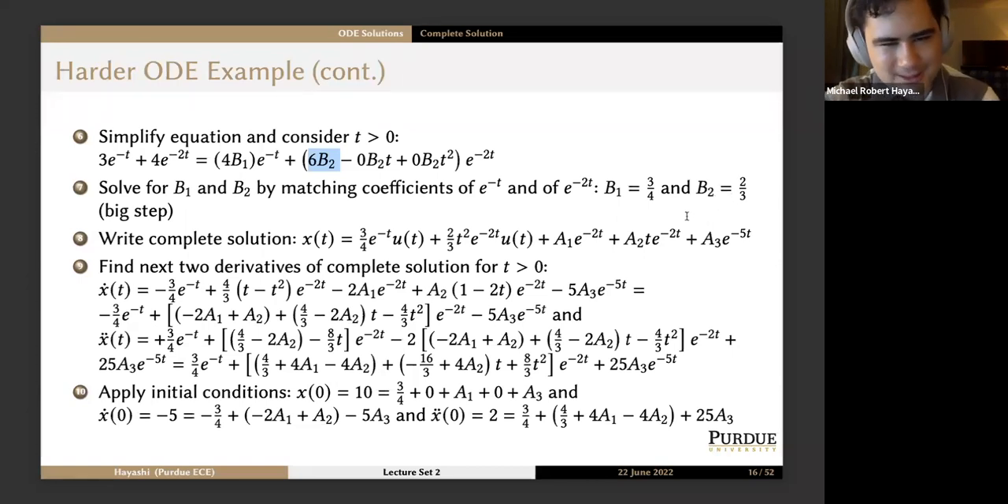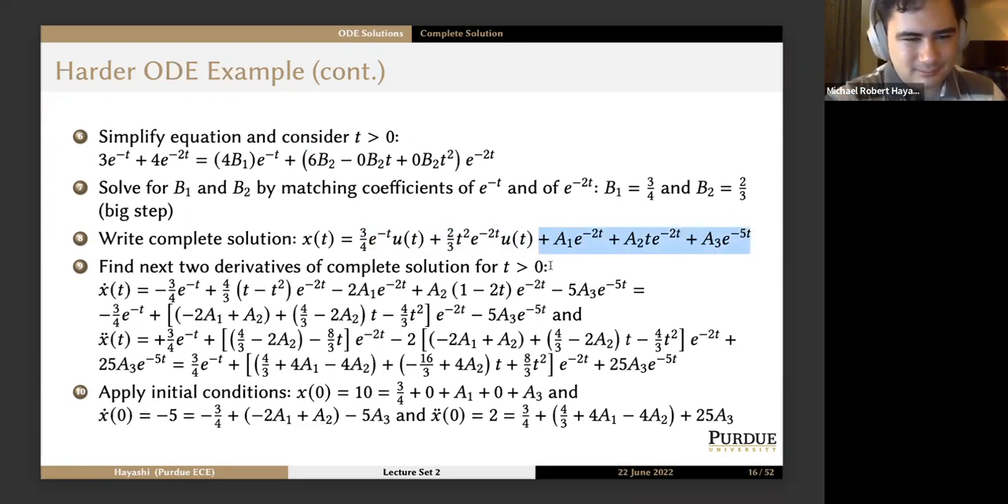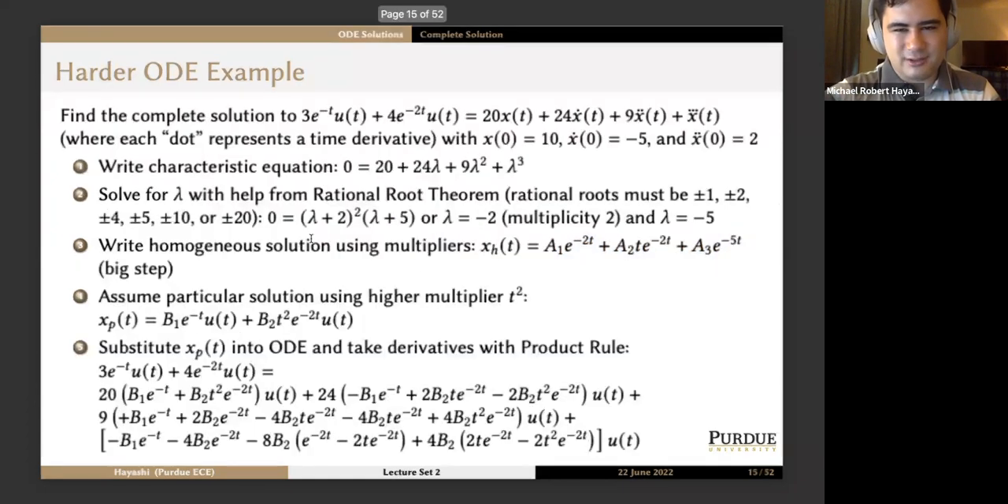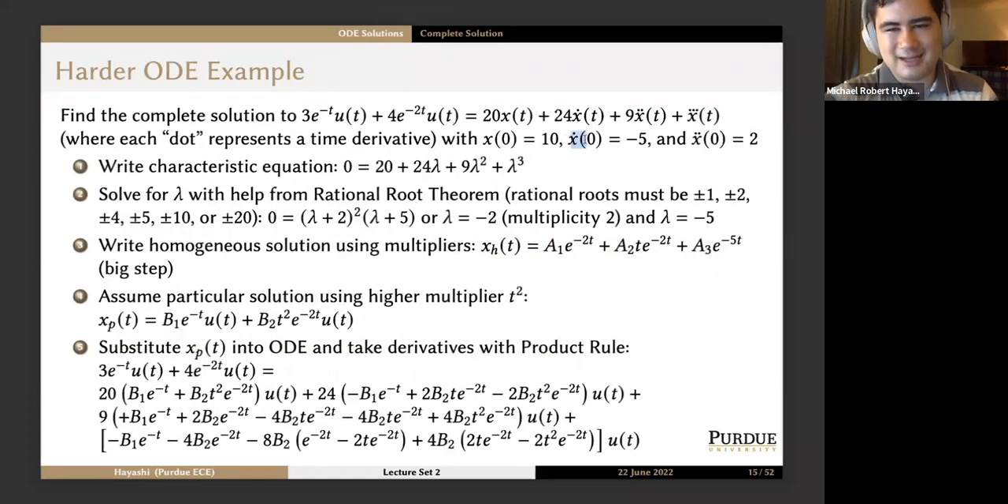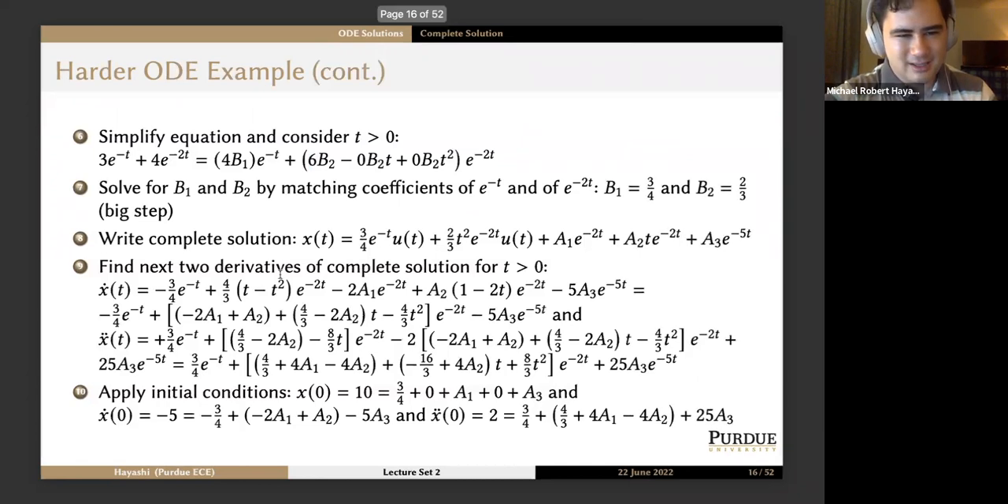Another big step. This is a lot of work, but we're still not done yet. We need to find the complete solution. So x of t is equal to our particular solution plus our homogeneous solution with a1, a2, and a3. So we need to find the derivatives of x of t in order to use our initial conditions, which involve x dot of 0 and x double dot of 0.